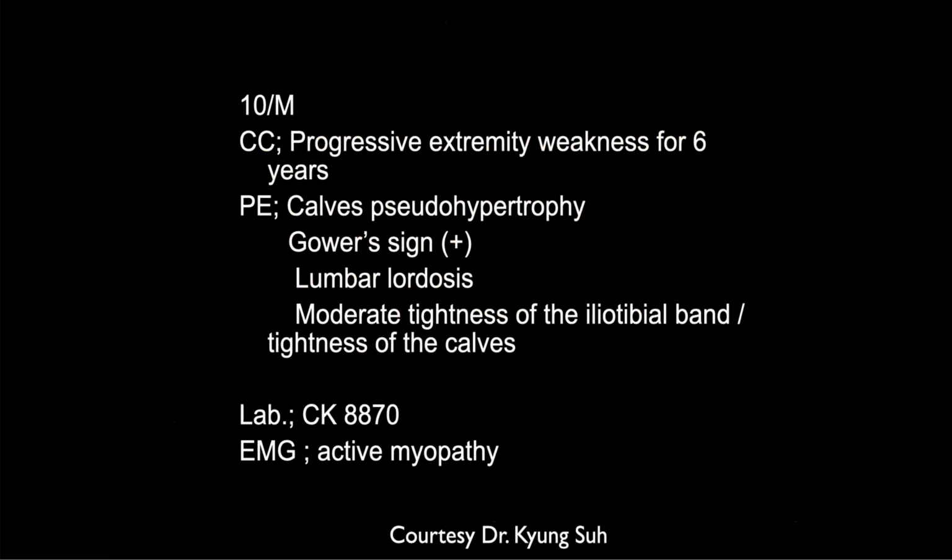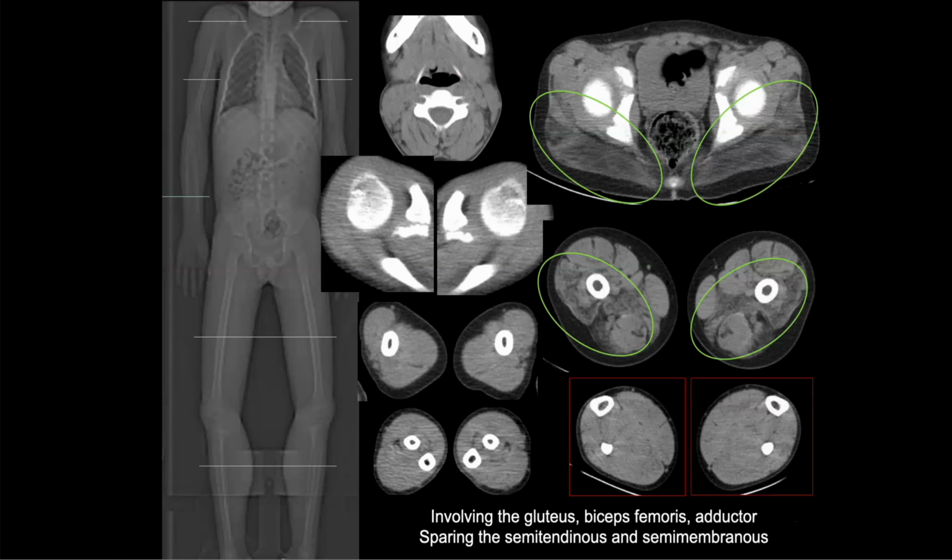All right, so we have a 10-year-old male, progressive extremity weakness for 6 years, some calf pseudohypertrophy, positive Gower sign, don't remember what that is, lumbar lordosis, some tightness of the IT band and tightness of the calves, elevated CK, and active myopathy. I forgot to look up Gower's sign. Forgot as well. So what do we see here?